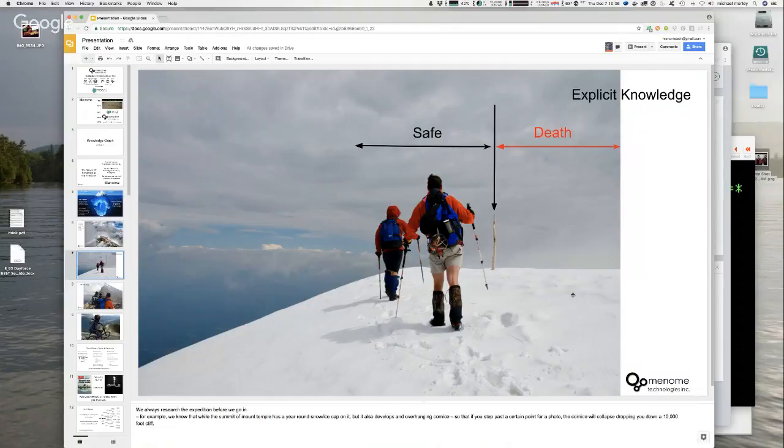And what ends up happening is there's a cornice that forms that's overhanging on the one side. So when you're on the summit of this thing, you have to make sure you don't go to take a nice selfie photo or whatever on the far side of it. If you do that, you will fall through the cornice and drop about 10,000 feet straight down to the valley floor or more. So this is an idea of explicit knowledge. You need to study the environment. You need to know what you're getting into before you go into it.